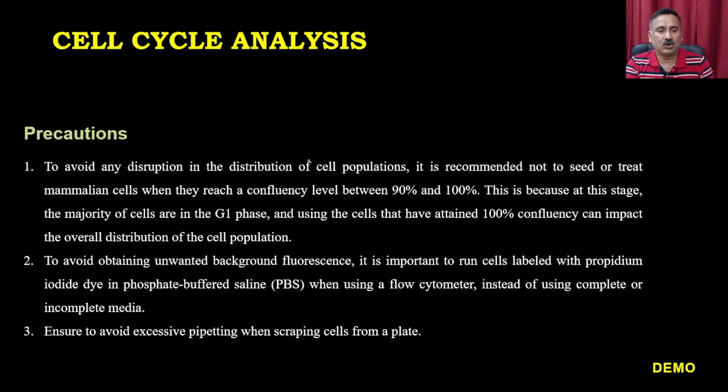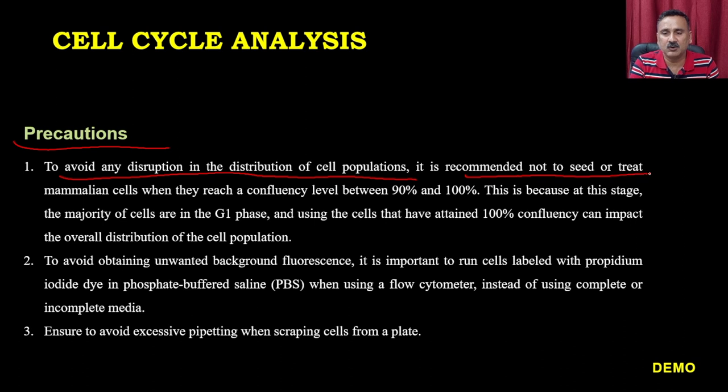These are some of the precautions you are supposed to take. To avoid any disruption in the distribution of the cell population, it is recommended not to seed or treat the cells when they reach confluency between 90 and 100%. So you should not take very old cells. It should be actively dividing cells, not confluent, because then the cells are going to be old and they will not be dividing.